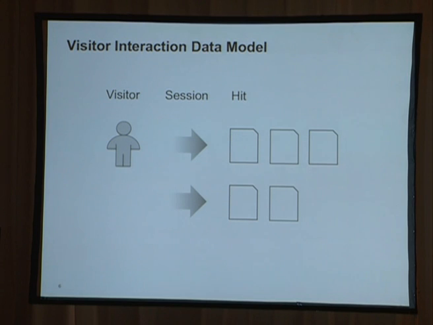Now, all the data in Google Analytics revolves around this model. As I talk about the different types of data we collect, we're going to come back to this model to see how it interacts with that. The first part we're going to talk about is the visitor part of the model.